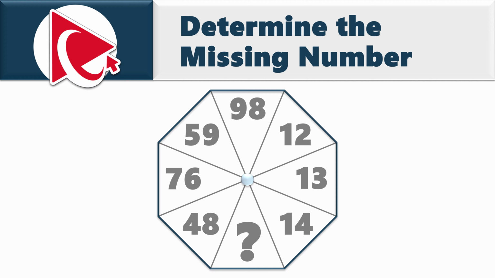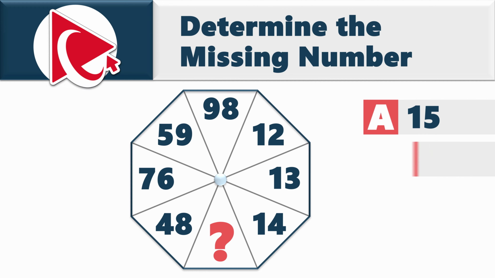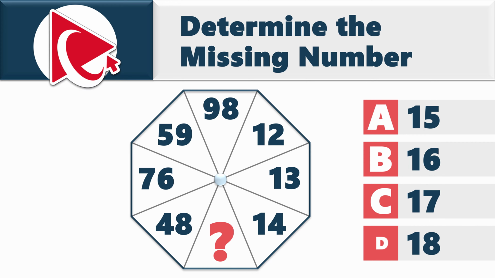You're presented with an octagon. It has numbers inside. There are 7 numbers, and the 8th number is missing. The numbers are 48, 76, 59, 98, 12, 13, 14, and then comes the missing number, which you need to select out of 4 possible choices. Choice A, 15. Choice B, 16. Choice C, 17. Choice D, 18. I hope you noticed there is a pattern here.